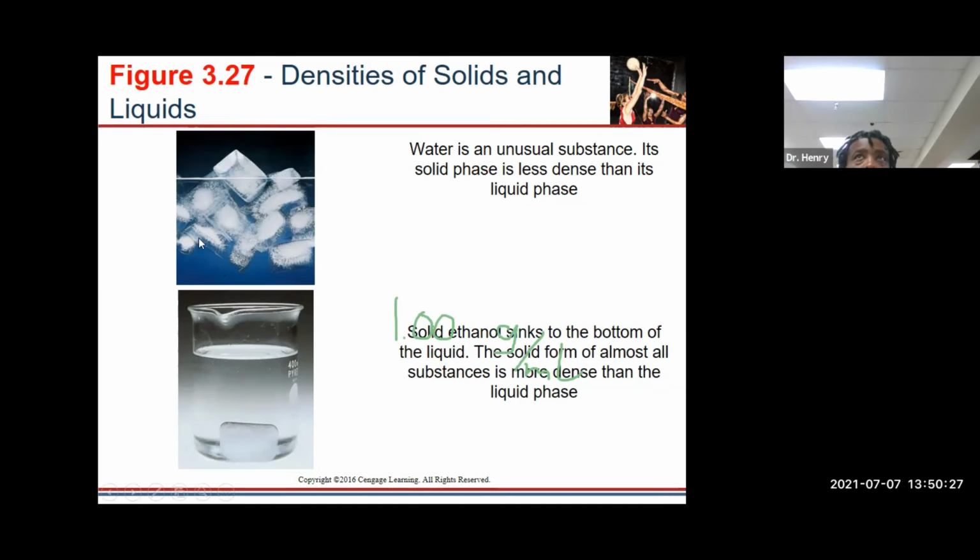Okay, up here, we're showing you water and ice. Down here, on the bottom of the screen, you have ethanol. Ethanol is drinking alcohol. So we have a frozen cube of ethanol that's been put in ethanol. It actually drops to the bottom because in this case the solid is more dense than the liquid.